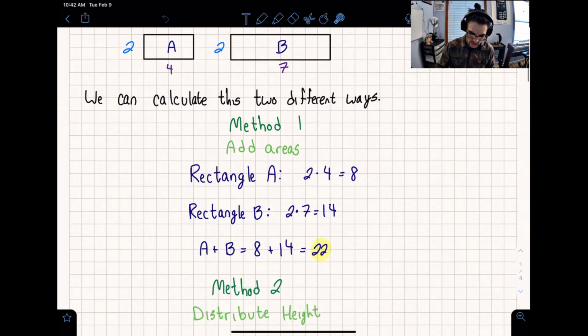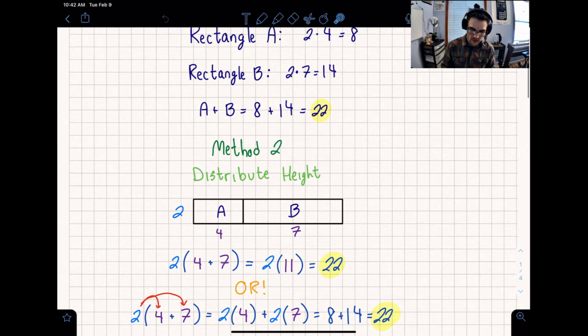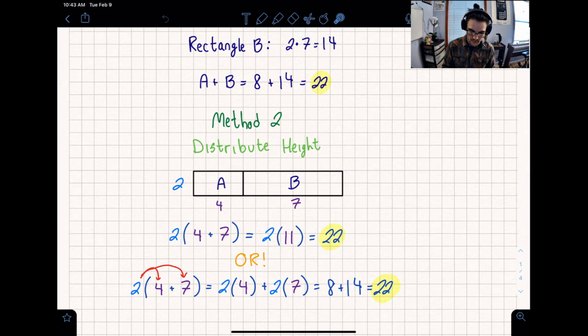So now we're going to demonstrate this using distribution, and if we get an area of 22, we know our work is right. So let's talk about the distributive method to figure out the height. For this, I want to imagine putting the two rectangles next to each other. So see here, they're connected. They both still have a height of 2. One has a width of 4, and the other's a width of 7. So one way we can calculate these is we can add these widths together, the 4 plus 7, and then multiply that by the height. So 2 times these widths added up, 4 plus 7, equals 2 times 11. 2 times 11 equals an area of 22. So again, we're getting our 22 number.